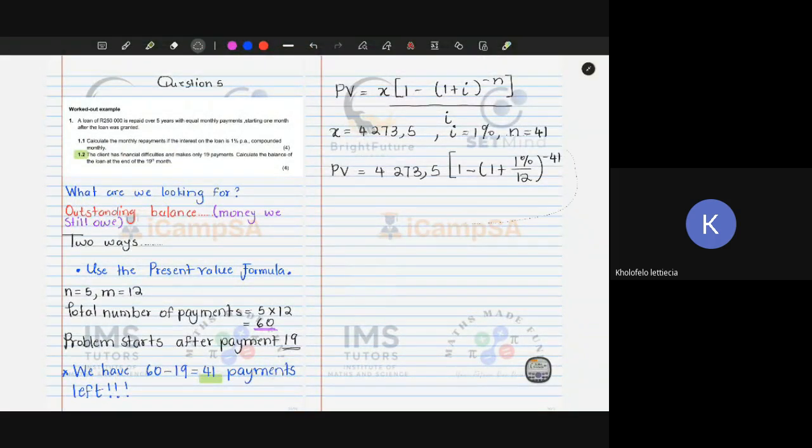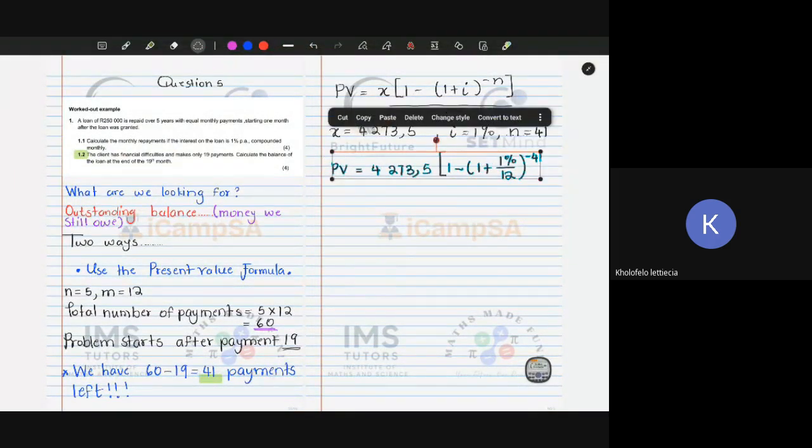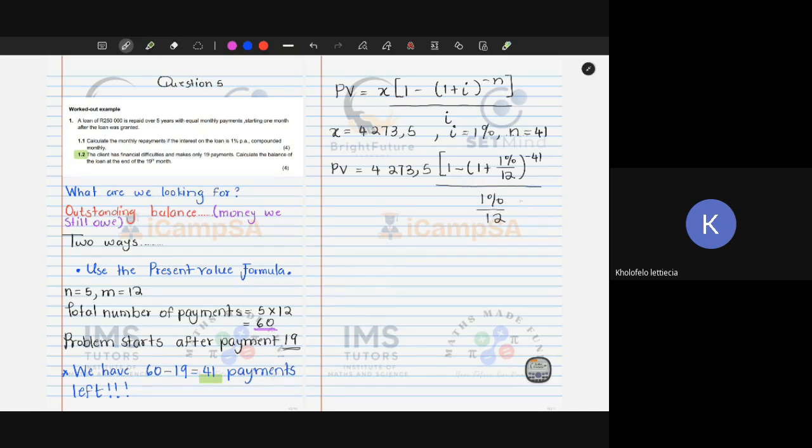And let's quickly make some space. This calculation, guys, is extremely important. They will ask you what is the outstanding balance. You need to be able to do it as we do it. There's two ways. So can I have anyone who has a calculator to quickly punch this for us? What is the PV?